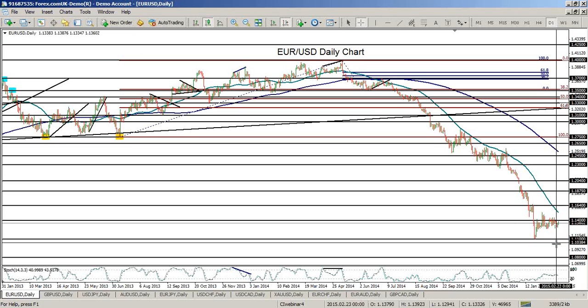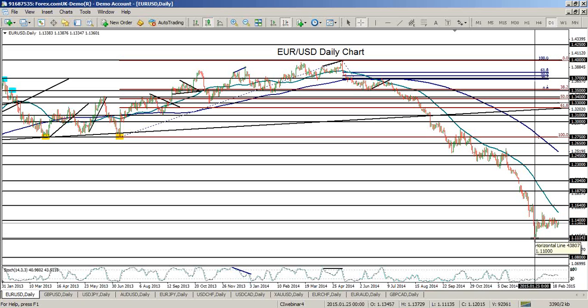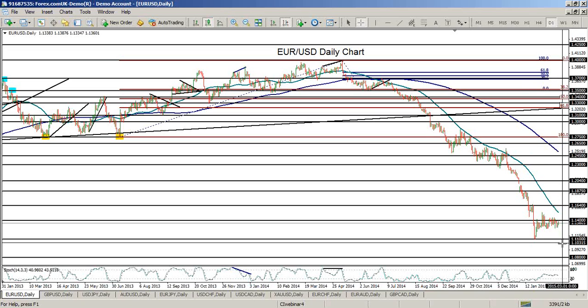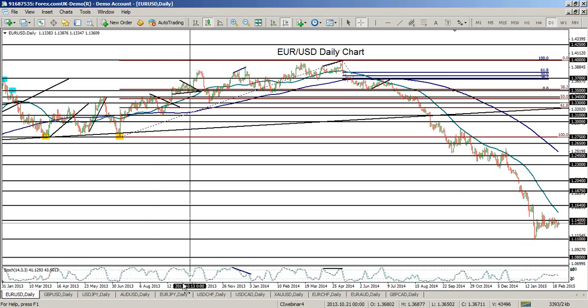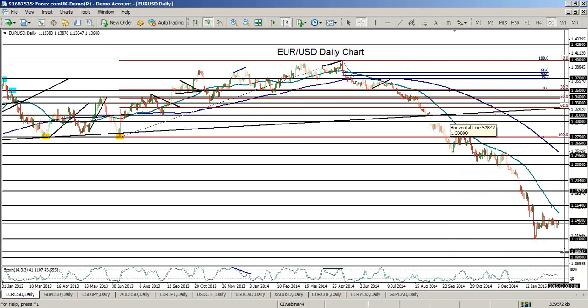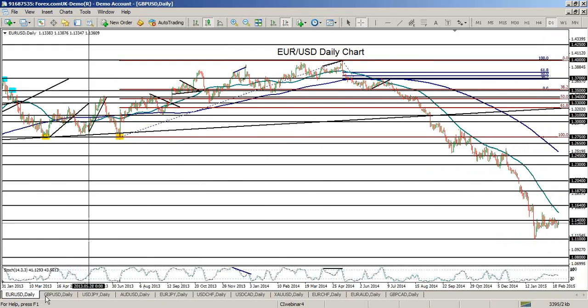I'm looking for 111 to the downside to retest that low, and then from there, if there's a breakdown and a continuation of this downtrend, I'm looking towards 108 to the downside. These are strong support levels, so I'm looking for a further continuation of the downtrend.